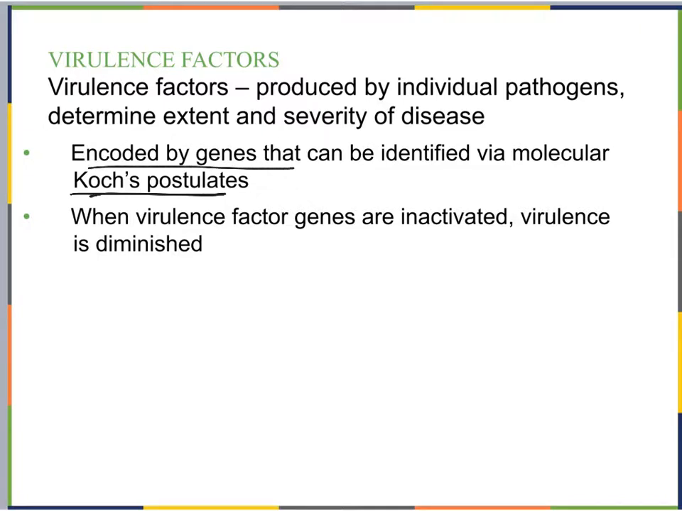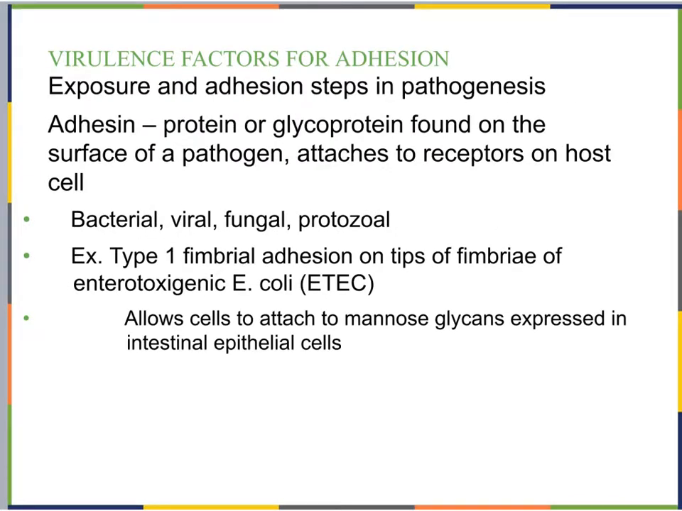So these are the genes that are encoded and that we can identify. Now, when virulence factor genes are inactivated, then we don't have that virulence anymore. And so we know that those are the virulence genes, and we can take a look at those. We're going to take a look at the various types of virulence genes that we have at each of the different stages of pathogenicity. So the first one is adhesion.